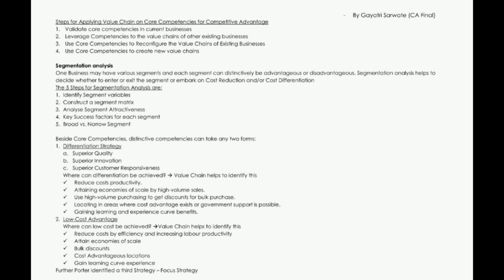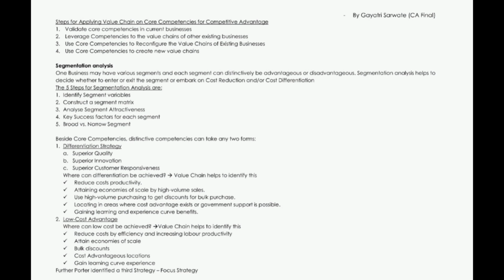Now when we talk about the first form, that is differentiation strategy, there are three things: superior quality, superior innovation and superior customer responsiveness. If we attain superiority in these three components, we are able to apply this differentiation strategy in the best way possible. Basically, this differentiation advantage can be achieved by adopting these three techniques.